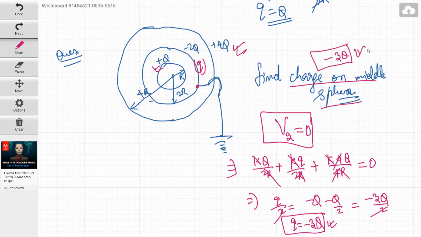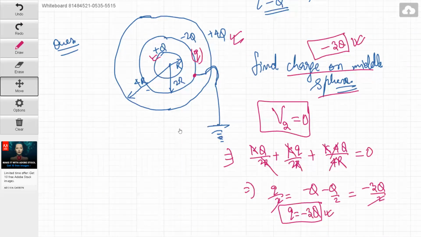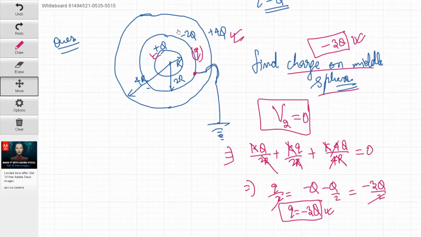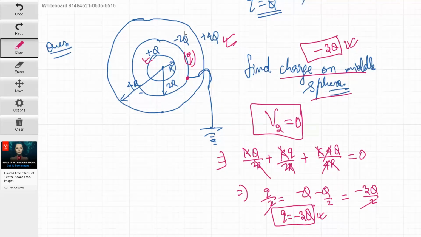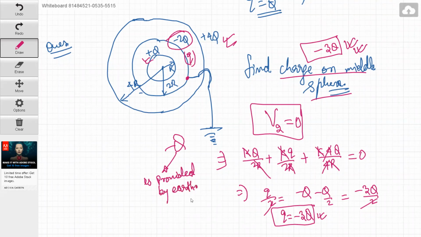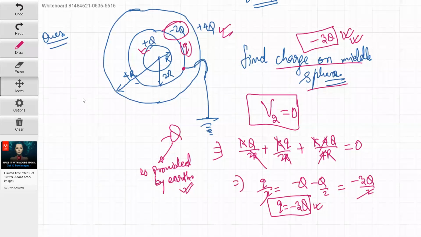So the charge on the middle sphere is minus 3q. Is this all right? Good. So what is the total charge flown through the Earth? The initial charge of the middle sphere was minus 2q, and the final charge is minus 3q. So minus q charge is provided by Earth. Is this okay? That is being provided by Earth. Hope you understand. Copy it.